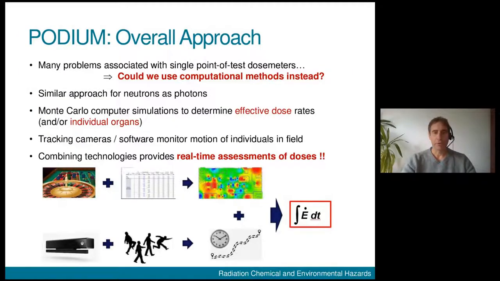The motivation, the approach for neutrons, or the introduction really, has already been given. As we know, there are already many problems associated with single point of test dosimeters. And so, could we use computational methods instead? We've got a similar approach for neutrons as we have for photons. The overall idea is that we use Monte Carlo computer simulations to determine effective dose rates. We then track people as they move around in the field using various cameras, and we combine those technologies together to provide real-time estimates of doses.